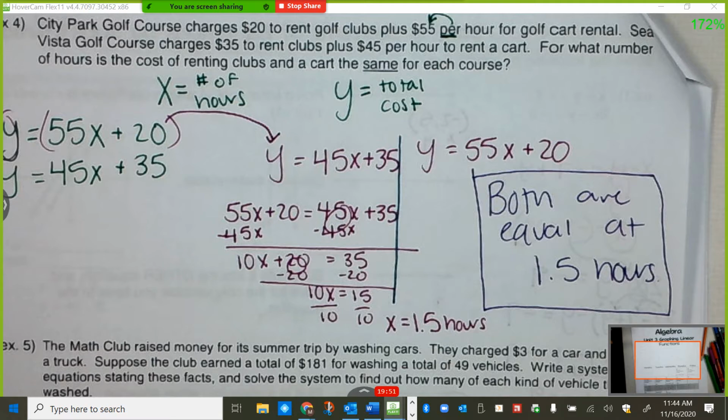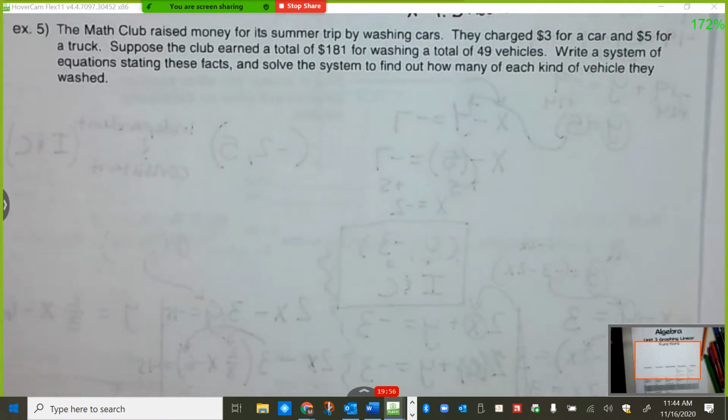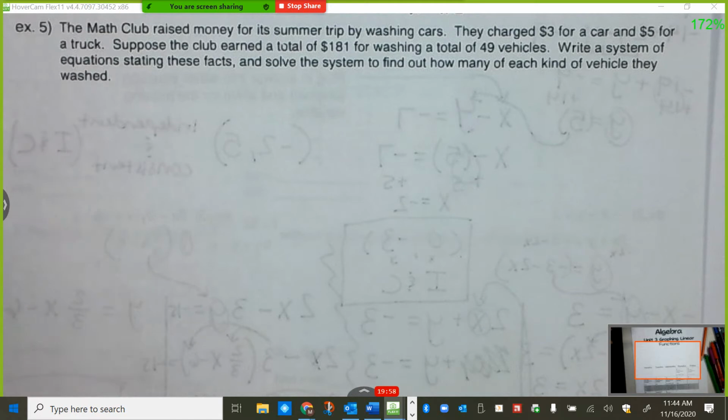So let's look at the next one. It says the math club raised money for its summer trip by washing cars. They charged $3 for a car and $5 for a truck. Suppose the club earned a total of $181 for washing a total of 49 vehicles. Write a system of equations stating these facts and solve the system to find out how many of each kind of vehicle they washed. So what are my unknowns?